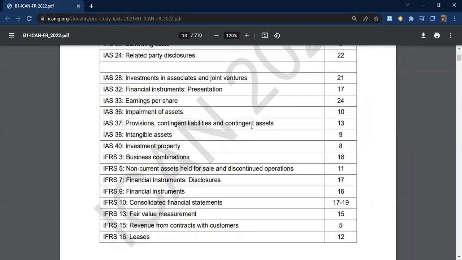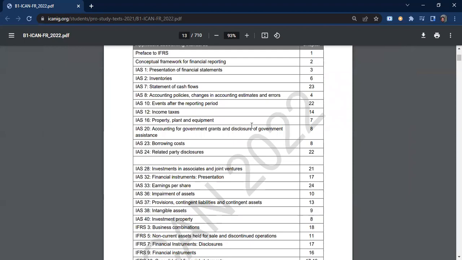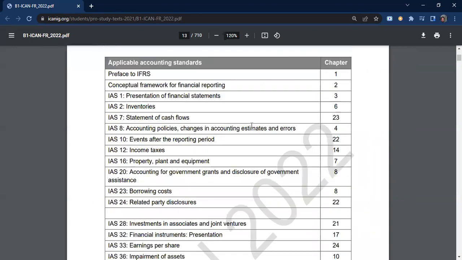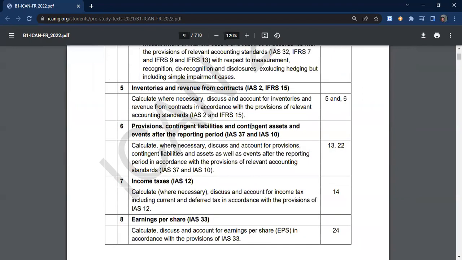So these are the accounting standards that we are going to be looking at. There are more than this, but at this level, these are what we are interested in for FR. When we get to Corporate Reporting, which is the final level, there will be some more standards added to this. But for now, for FR level, this is what we have.